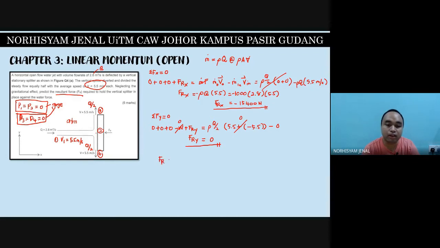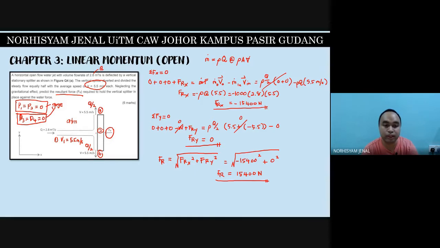So if you want to find out what is FR, it is equal to the square root of FRX square plus FRY square. So equals to negative 15,400 square plus 0 square. So the FR should be equal to 15,400 newton. So we know here the FR over here is 15,400 newton and going to the left. All right, so if we leave it this way, the board without FR will move to the right. So you need to overcome it by having FR with the same amount of FRX, which is 15,400 newton. That will be the answer for this question.